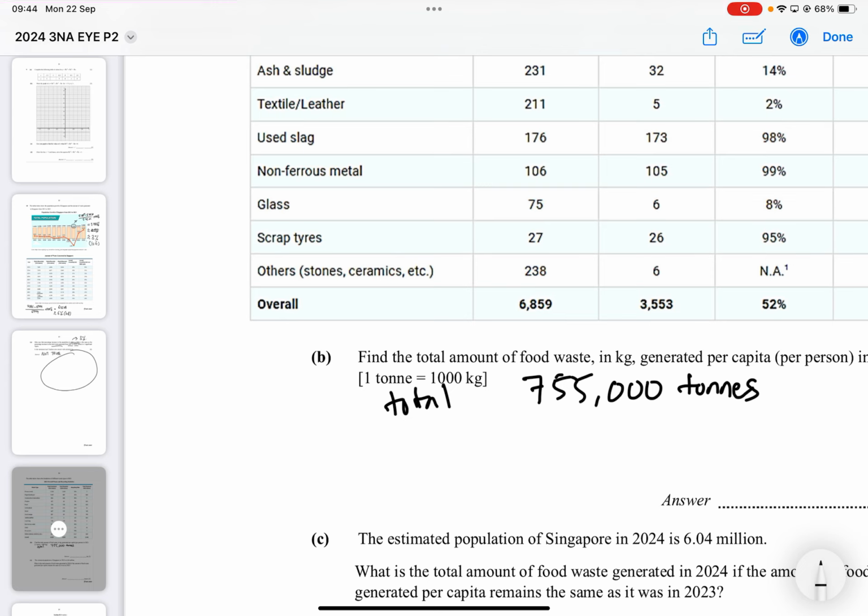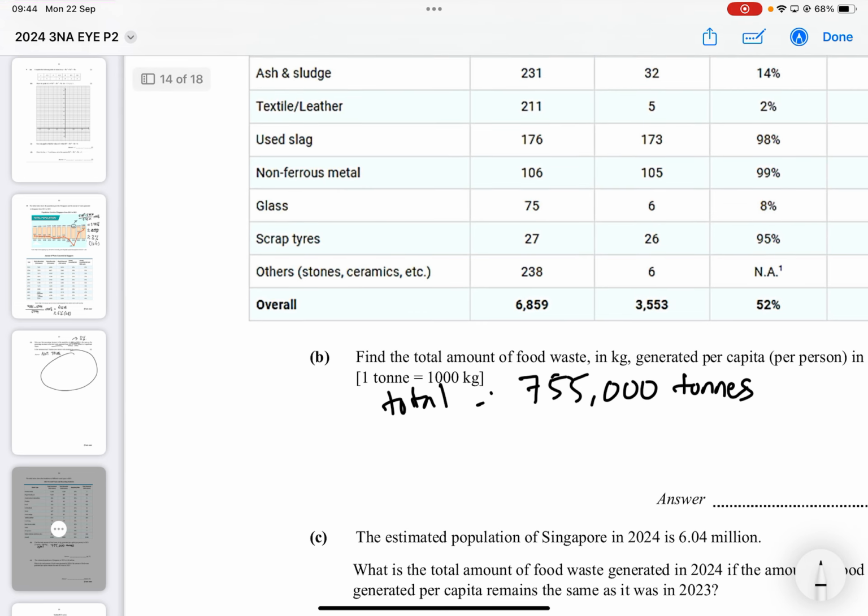And every 1 ton is 1,000 kg. They want finally your answer in kg. So I have to convert this to kg also. So I multiply by 1,000 because every 1 ton is 1,000 kg.